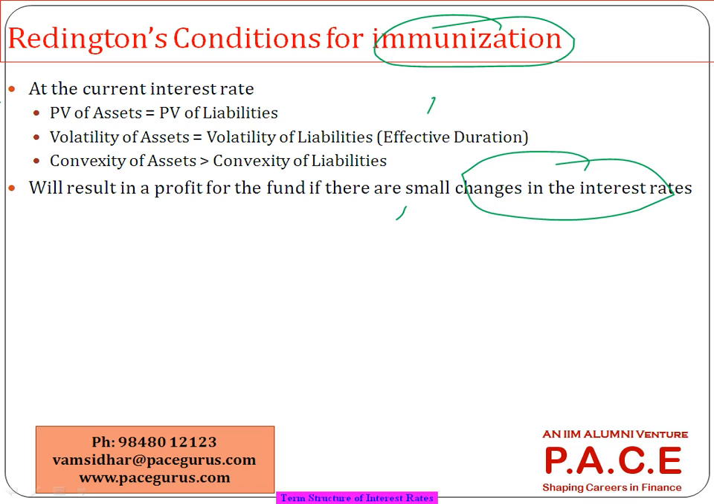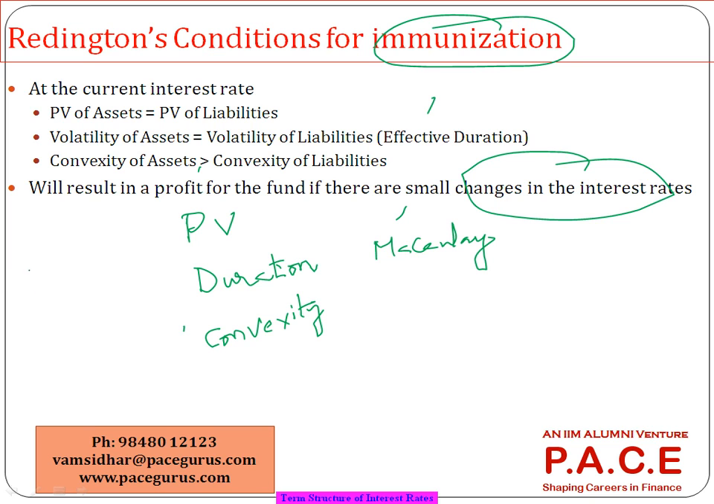And in those kinds of cases, how do I really check out whether my portfolio is immunized or not? For that reason, we'll find out all these three aspects. One, the present value. Two, the effective duration, or probably the mean time duration or Macaulay duration. Any one of them, we'll find out the duration. We'll also find out the convexity. And this is done for both assets as well as liabilities.